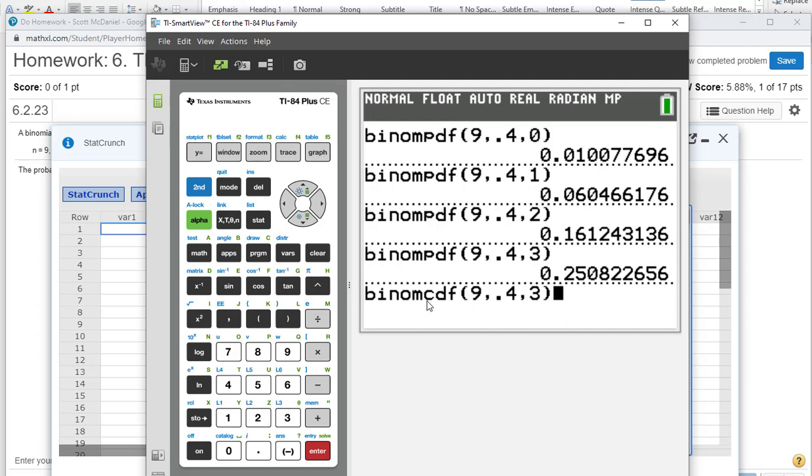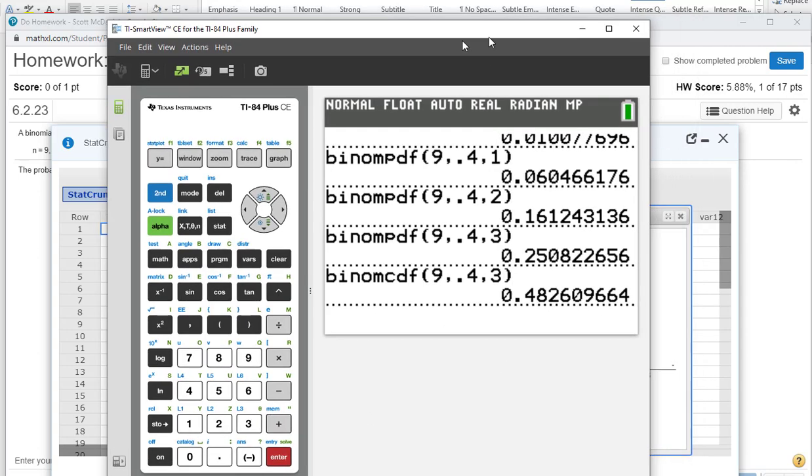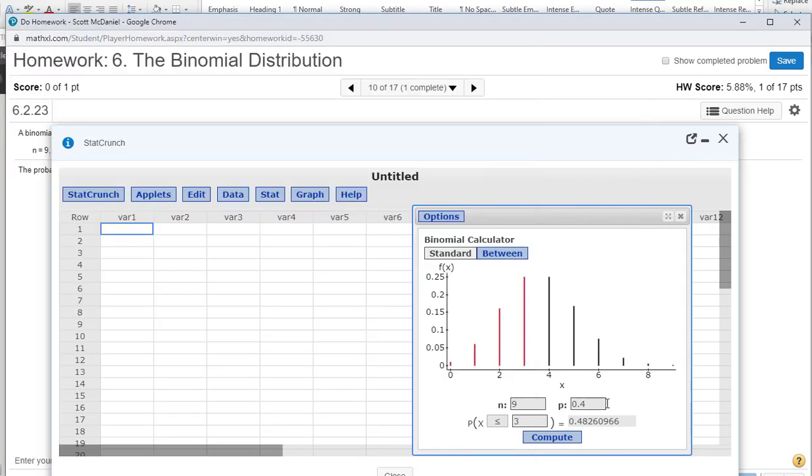Okay, so notice I've got a CDF here. So what the C does is it sums from 3 downward. And notice I get exactly the same thing, 0.4826, that I did when I used the applet, 0.4826.